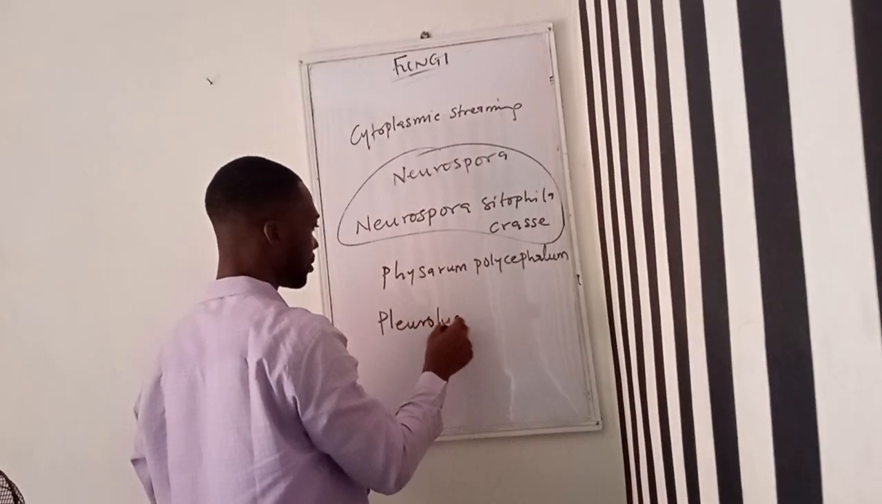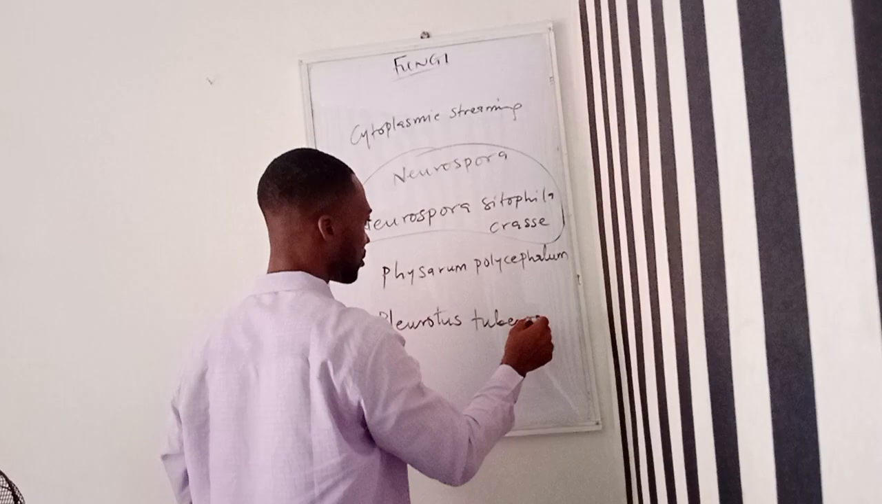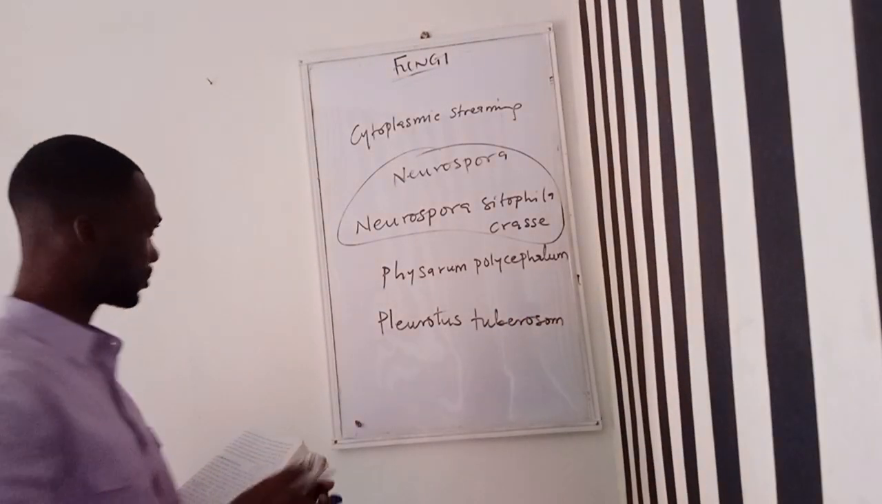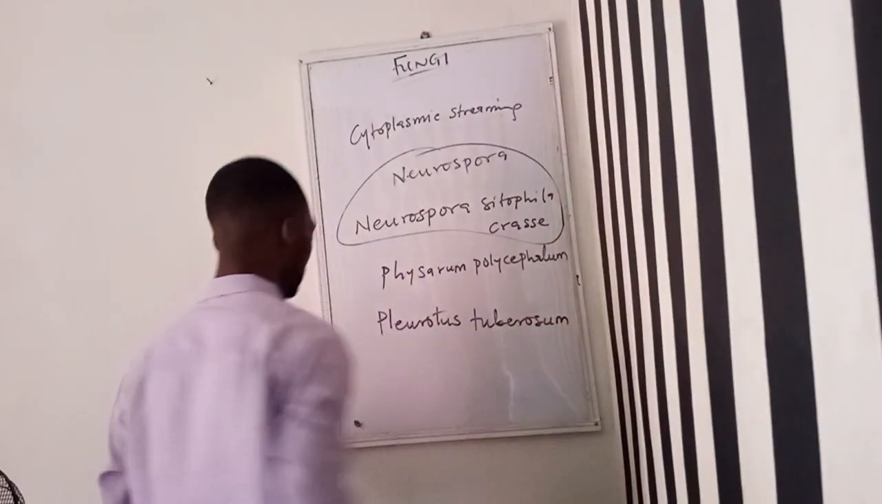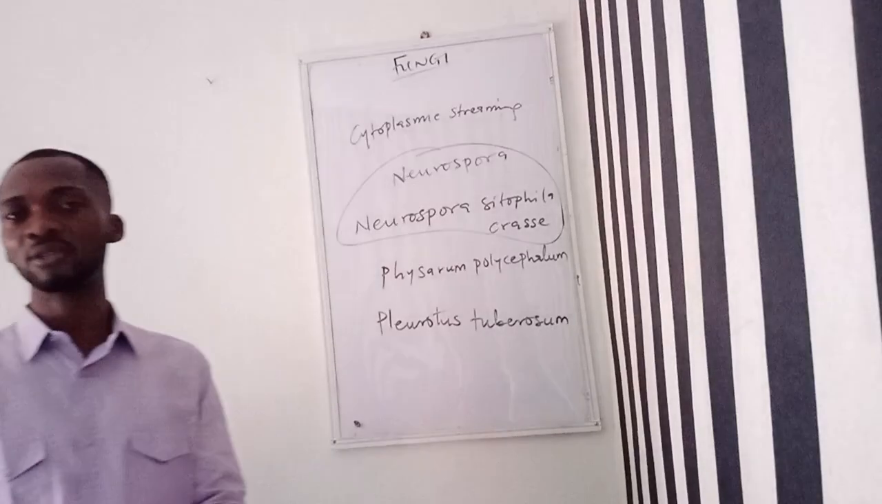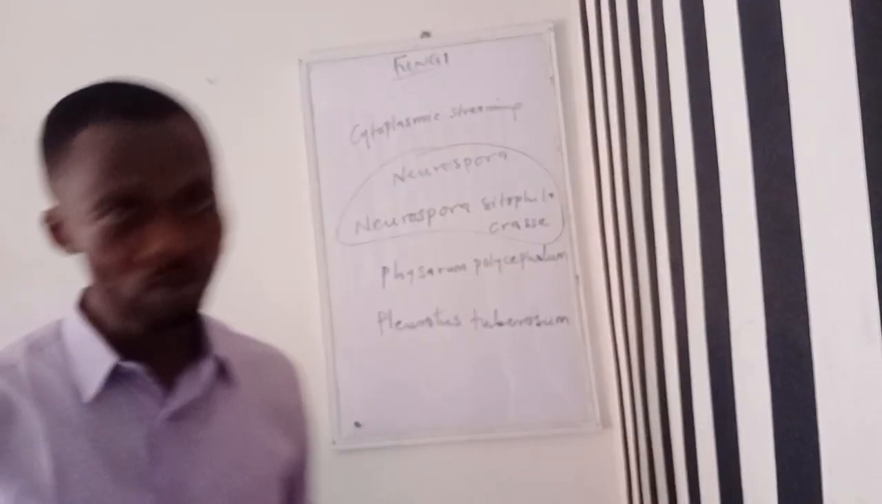Pleurotus tuberosum. This one is used in thickening of melon soup.